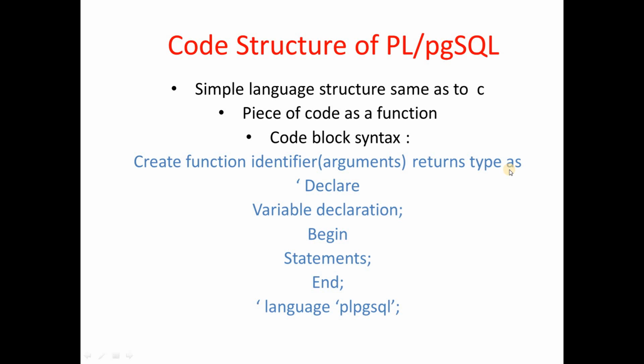The CREATE FUNCTION clause is there, then your function name, and in parentheses you provide some arguments to your function. After that comes RETURNS, and after RETURNS we mention the type which will be returned after executing this function, and then AS. This is how to create a function in plpgSQL. In C language, after the function name, we provide opening and closing curly braces. Here we provide opening and closing apostrophes.